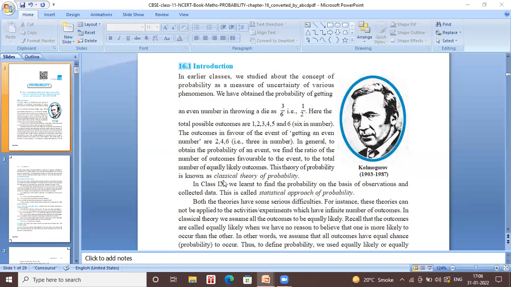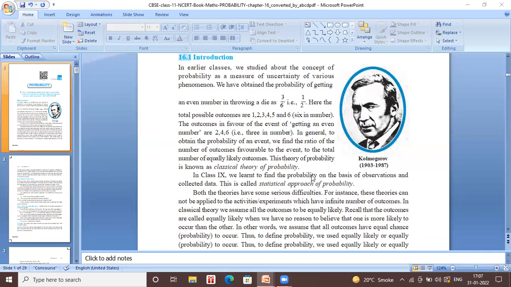What happens in the classical theory of probability? When there are n equally likely outcomes to an experiment, then the probability of A is equal to the number of outcomes favorable to A divided by the number of total possible outcomes. Here, the number of outcomes favorable to A, an even number, is 3 and the total number of outcomes is 6. Therefore, as per the classical approach, the probability of A is equal to 3 by 6. Since it can be reduced, its answer is 1 by 2.